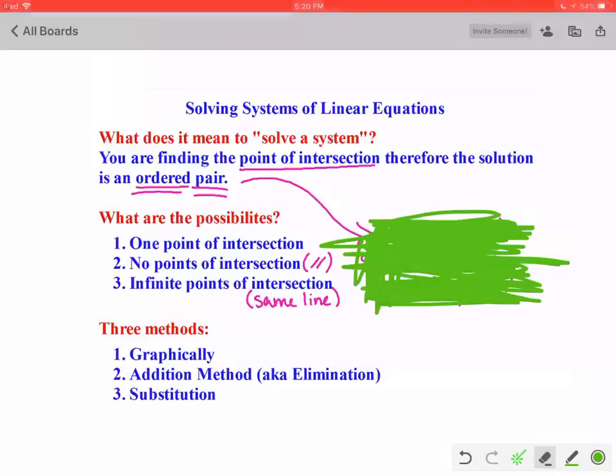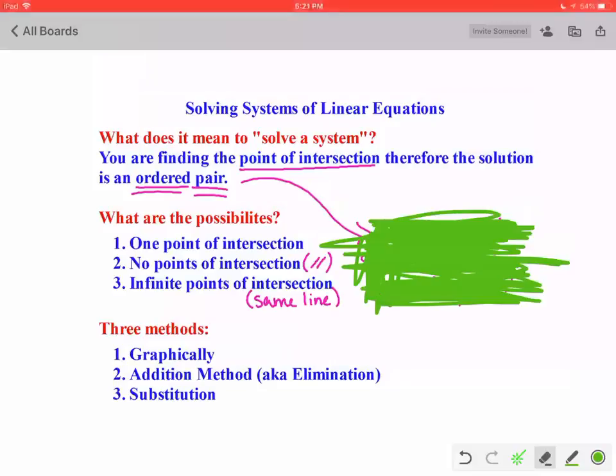Hey guys, so I'm back and we're going to do the fifth video in our Algebra 2 series, and that's over solving systems of linear equations. And this video should be more like a review video because this has been thoroughly explained in Algebra 1, but let's get to it. So what does it mean to solve a system?